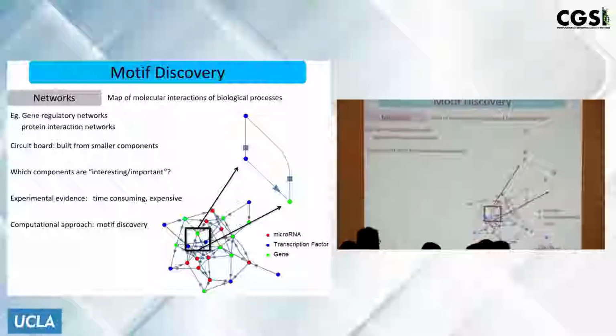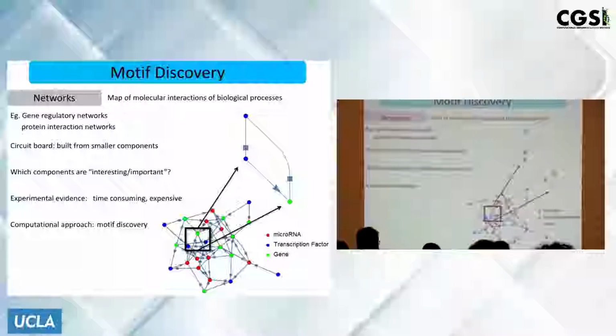OK, so we got this network. We build it up from smaller components. So you might ask, well, which components are actually interesting or important? Which ones actually serve to be very critical to some biological process, some function that this network is performing?